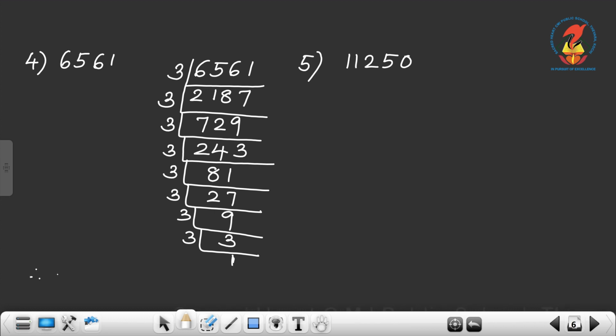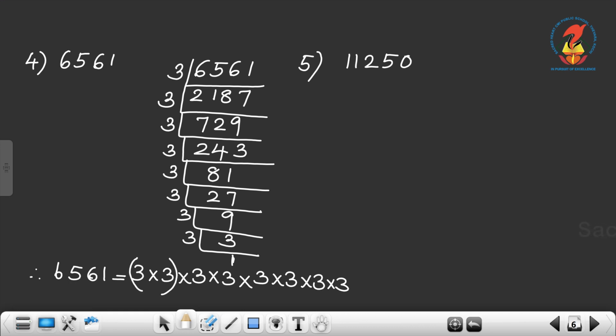Therefore, 6561 is equal to 1, 2, 3, 4, 5, 6, 7, 8, 8 3s are there. Now, we have to group it in pairs of equal factors. Here all the numbers are the same. Therefore, 3 into 3, one group, again 3 into 3, 3 into 3. Now, the pairing is complete.